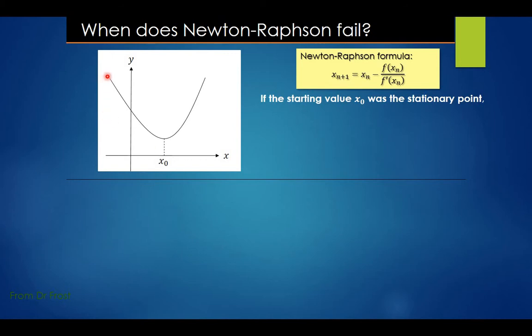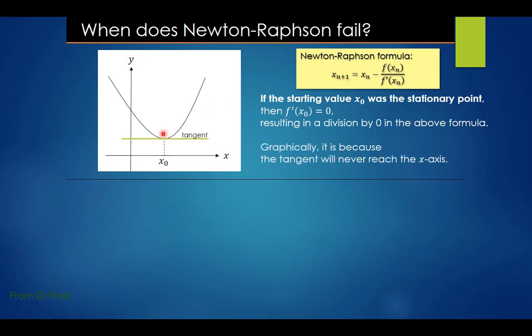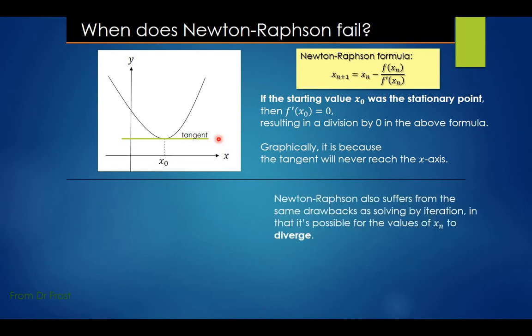So this curve, perhaps it crosses the x-axis further along, but our starting value here is at a stationary point, a minimum value. If that happens, we know that the gradient at a stationary point is 0, and in our formula that means we're going to be dividing by 0, so we won't be able to find another estimate. Graphically, you know that the tangent at a stationary point is going to be horizontal, so it's parallel to the x-axis, so you're never going to have it crossing the x-axis and finding another value. So that one's a disaster.